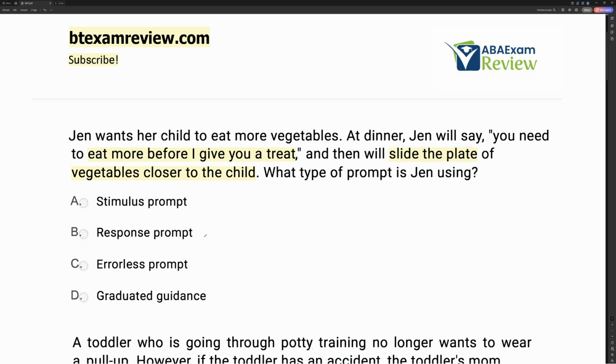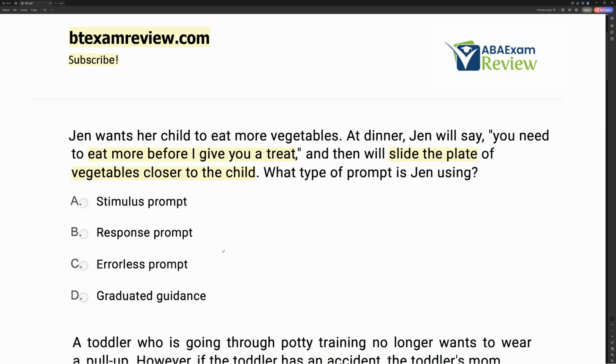Now, if you look at B, a response prompt acts directly on the response itself. An example of a response prompt would be a modeling prompt or a physical prompt, maybe a gesture prompt, where we're not manipulating the stimulus, right? But we are acting directly on the response. In this case, Jen isn't manipulating the response, rather the plate, which is the stimulus.